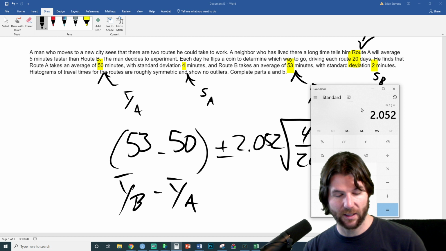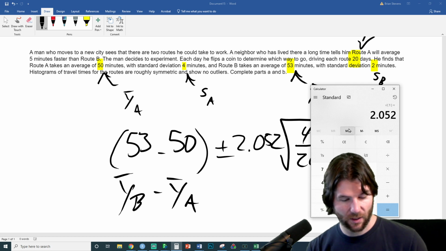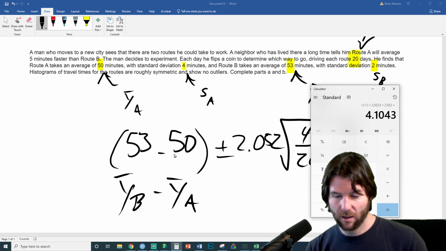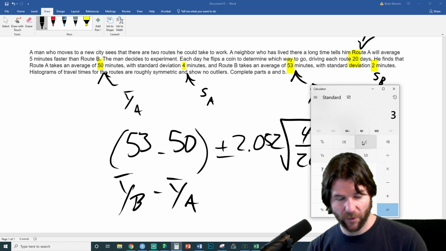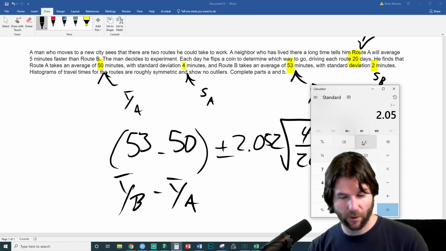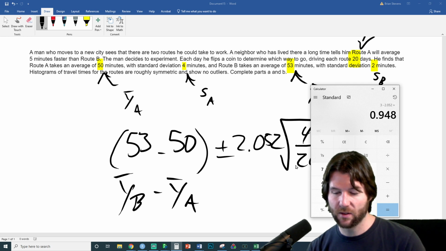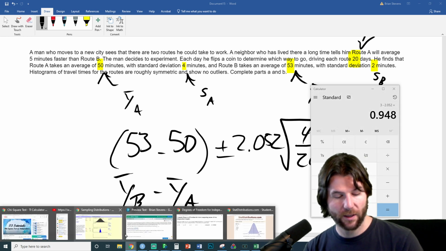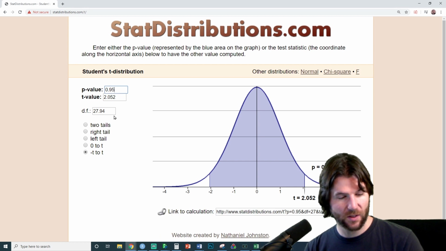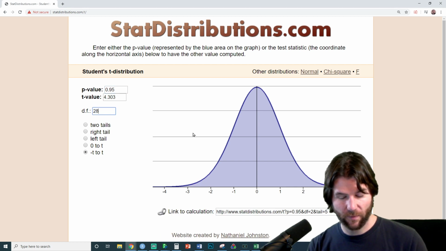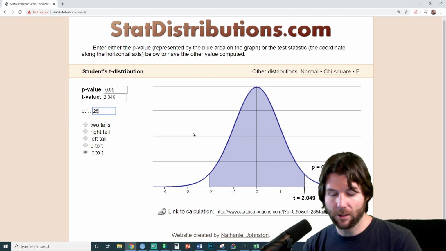I'm wondering if it doesn't like the t for some reason. So we copy this. And then 53 minus 50 is this. So wait a minute, what happened there? So 3 plus 2.052 is that. And 3 minus it is this. So what went wrong? And I had a theory about it. Let me see something really quick right here with the degrees of freedom. Well, that doesn't change it nearly as much.